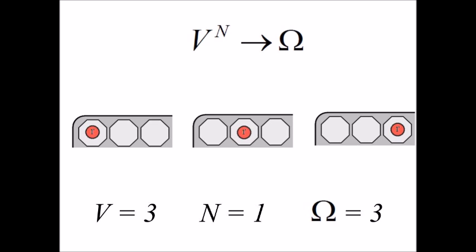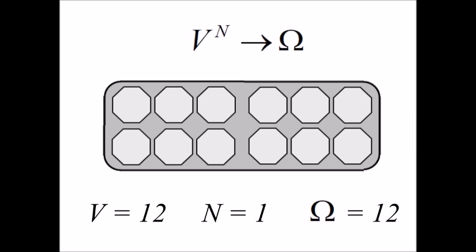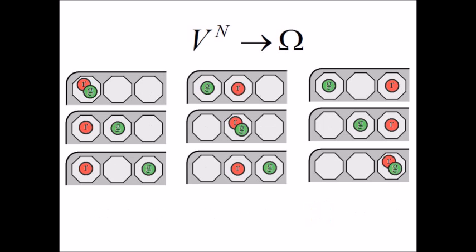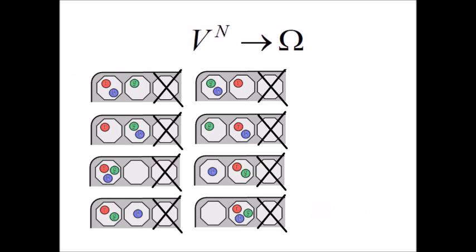Multiplicity is 3. And I hope you agree that for the entire carton, if V equals 12 and n equals 1, omega is 12. What about 2 different balls into 3 spaces? How many arrangements? 9. The equation works. 1 more. How about 3 different balls spread between 2 different spaces? How many different arrangements? 8 arrangements. 2 to the 3rd power. This equation works again. No, this is not a rigorous proof, and it's not connected with a physical system.